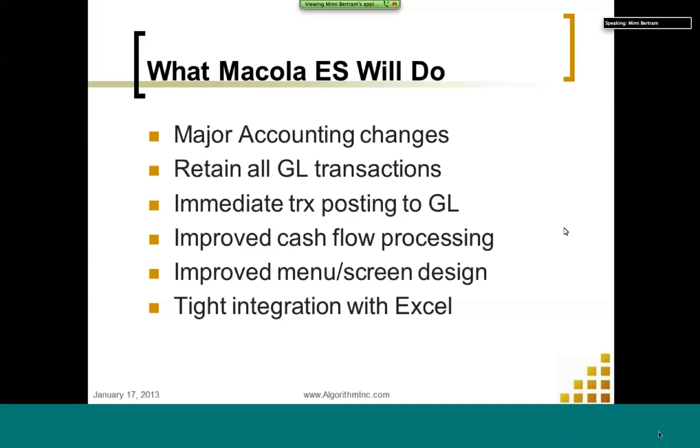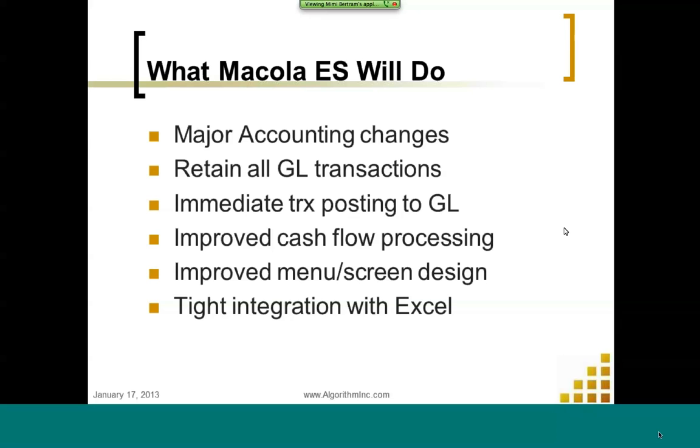On the upside, Macola ES retains all of your GL transactions year after year. For those of you who are familiar with Macola's Progression accounting and how that functions for year-end, Progression year-end requires that you do a temporary year-end close, and before your final year-end close, it consolidates all of your prior year transactions, makes them into what are called comparatives, and deletes them. So for all of your prior year in the general ledger, you only have comparatives. You do not have the transactions in Progression.